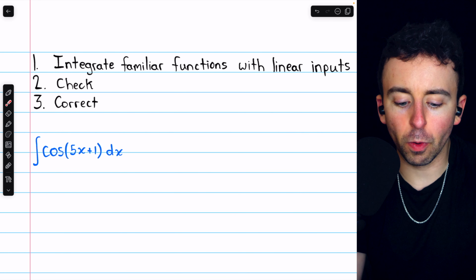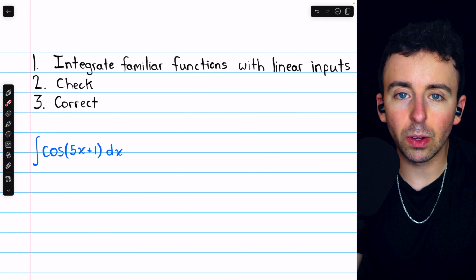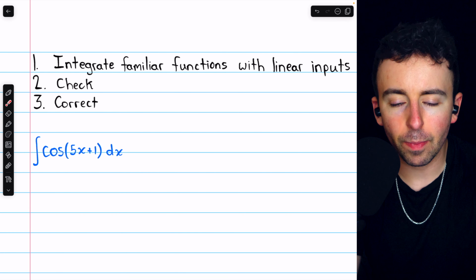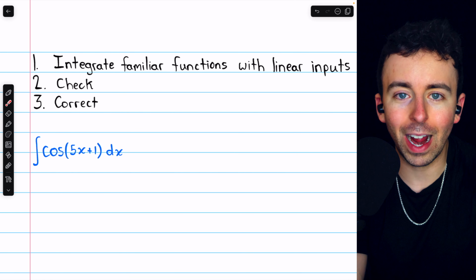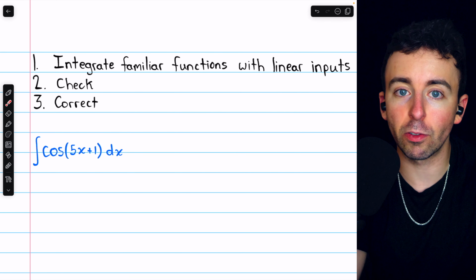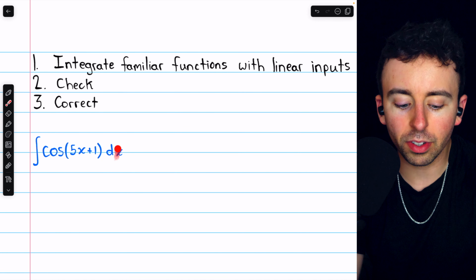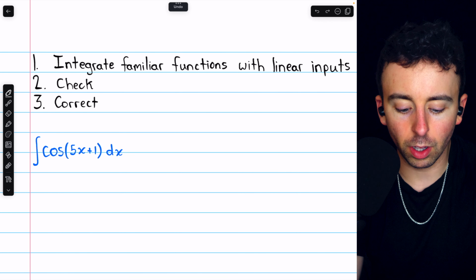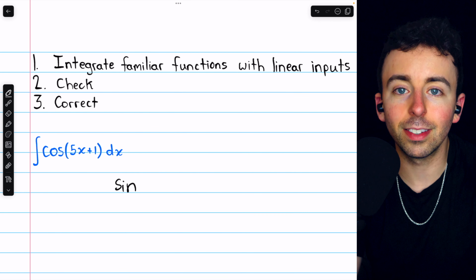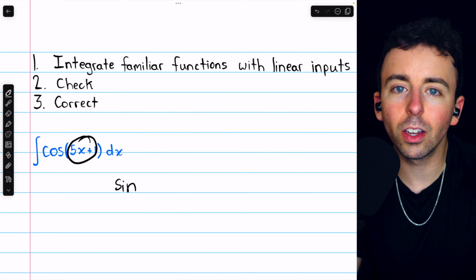Let's try integrating a familiar function with a linear input the way we normally would if it didn't have anything inside of it. Then we'll check our answer and see what we have to do to correct it, and then we'll understand the general method for this type of problem. So suppose we want to integrate cosine of (5x + 1). You should know that the integral of cosine is simply sine. But how is this linear function inside of cosine going to change that?